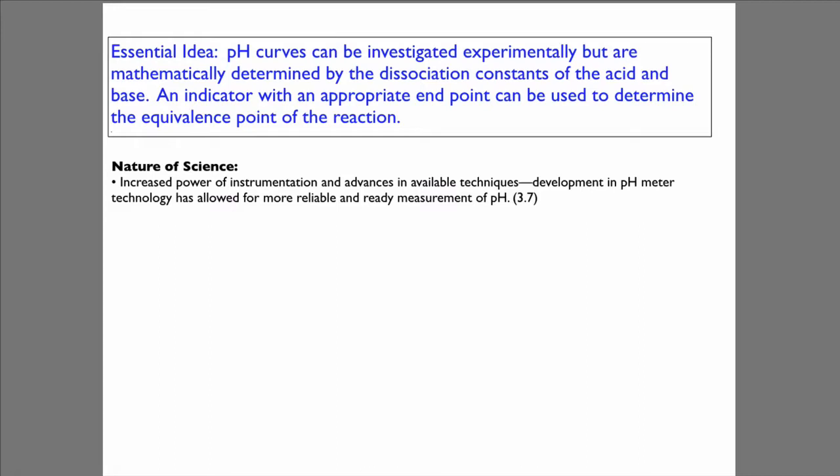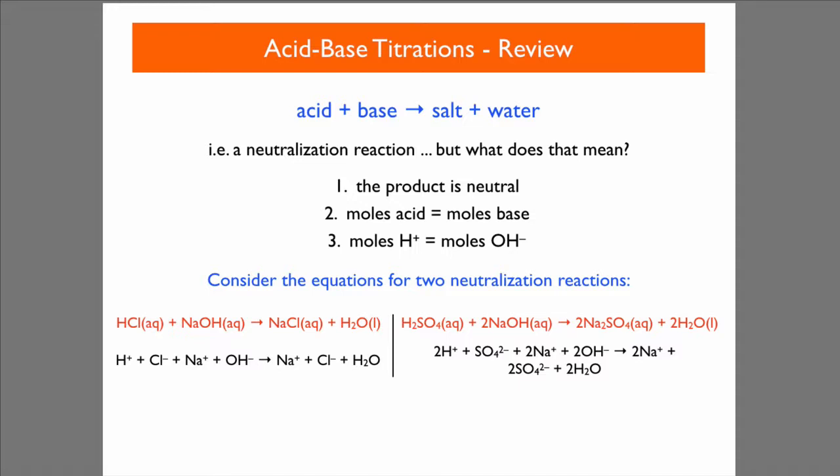Nature of science: increased power of instrumentation and advances in available techniques. Development in pH meter technology has allowed for more reliable and ready measurement of pH. Let's review acid-base titrations.